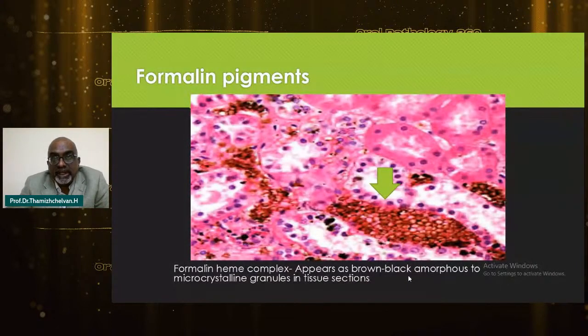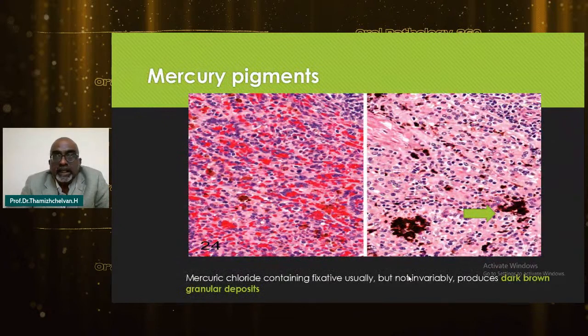And the heme from the RBCs can also segregate the blood, and this blood can combine with the formalin, giving brown, black, amorphous microcrystalline granules in the tissue section. How to avoid this? The best thing is after surgery, it is better to keep the tissue on a blotting paper so that it can absorb the blood, and these formalin pigments can be avoided. Even the use of picric acid can also help in removing the formalin fragments. And the mercury chloride, which is contained in the fixative, there are chances of giving dark brown granular deposits.